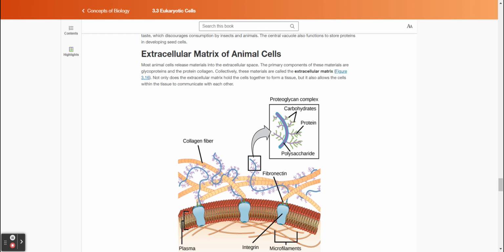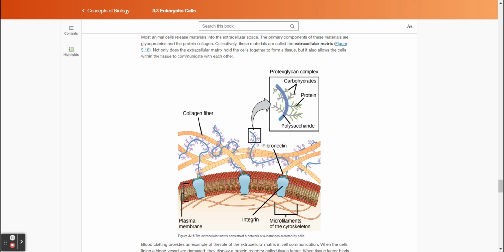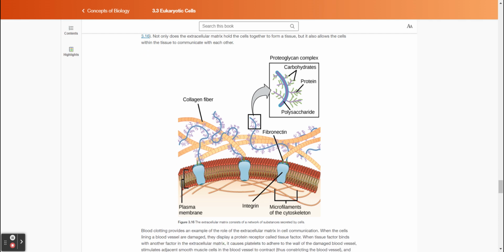Extracellular matrix of animal cells. Most animal cells release materials into the extracellular space. The primary components of these materials are glycoproteins and the protein collagen. Collectively, these materials are also called the extracellular matrix. Not only does the extracellular matrix hold the cells together to form a tissue, but it also allows the cells within the tissue to communicate with each other. Figure 3.16. The extracellular matrix consists of a network of substances secreted by cells.